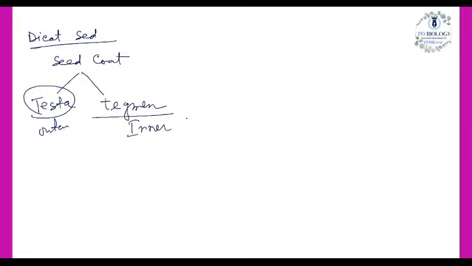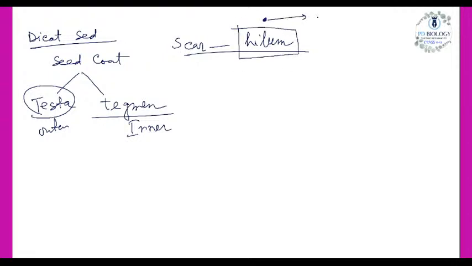On the seed coat, there is a scar. This scar is called the hilum, through which the developing seed is attached to the fruit. Just above the hilum, there is a small pore that is called the micropyle.